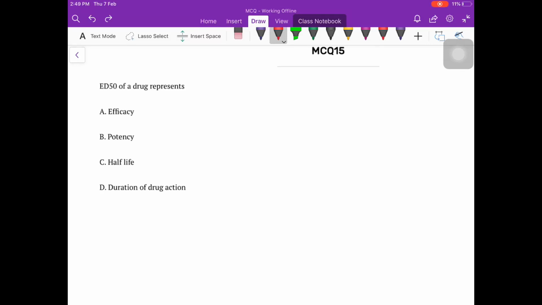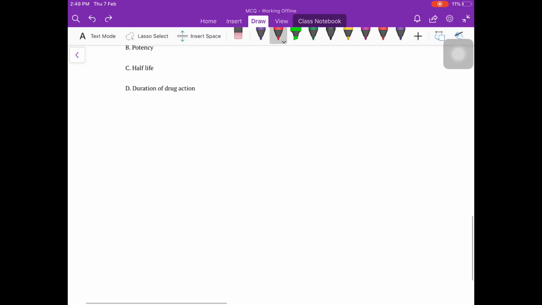So MCQ 15, the question asked is: ED50 of a drug represents option A efficacy, option B potency, option C half-life, option D duration of drug action. Now what is ED50? First let us expand what ED50 means. Now ED50 is nothing but effective dose 50.